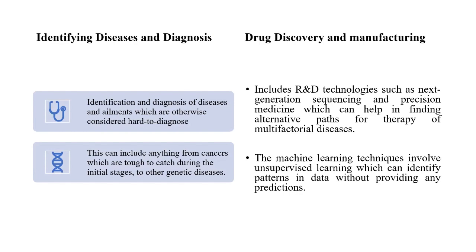In drug discovery and manufacturing, machine learning is used to identify potential drug candidates by analyzing molecular data and predicting how different compounds would interact with specific diseases or targets. Machine learning techniques involve unsupervised learning, which can identify patterns in data without providing any prediction.